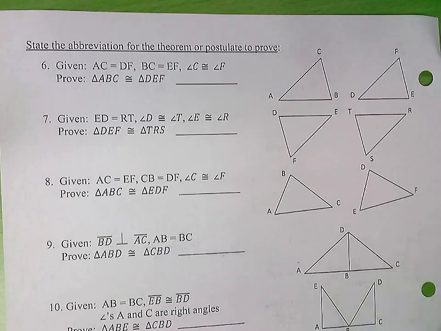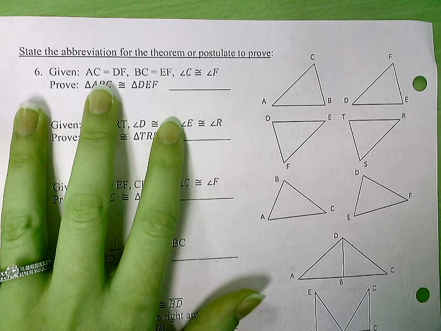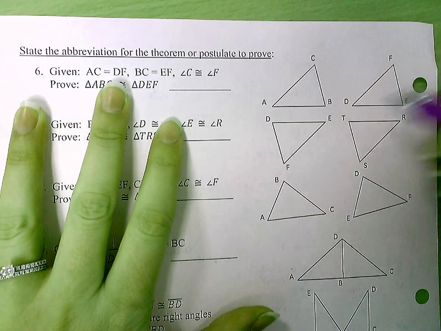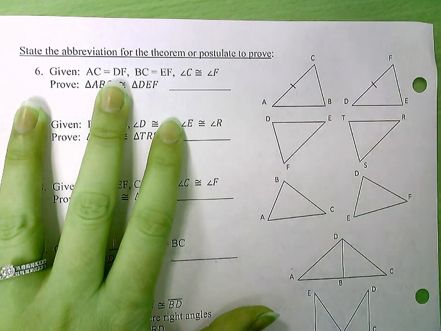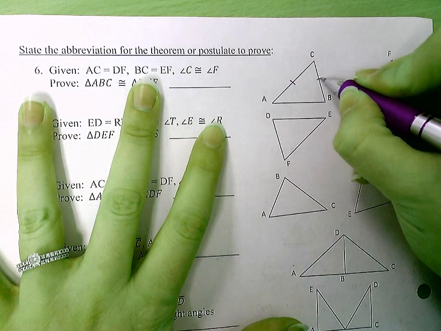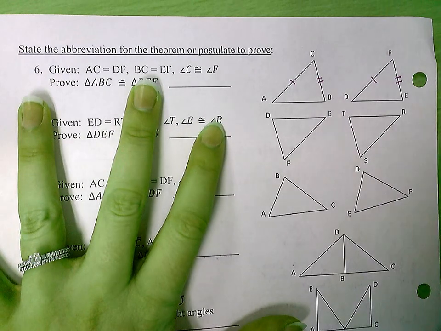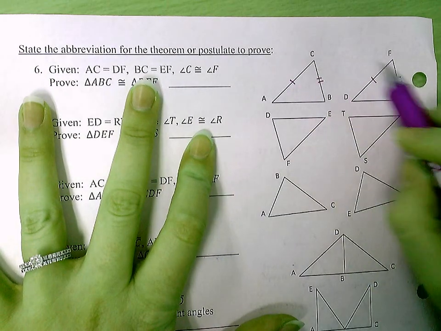Okay. On the back, what we have are some one-step proofs. So you're going to be given certain information. You're going to label your picture. Then you're going to see which triangles you're trying to prove congruent. And then you're going to say why they're congruent. So for this first one, number 6, we are given AC is equal to DF. So I'm going to label that on my picture here. I'm also given BC is equal to EF. And then last thing I'm given is angle C is congruent to angle F.